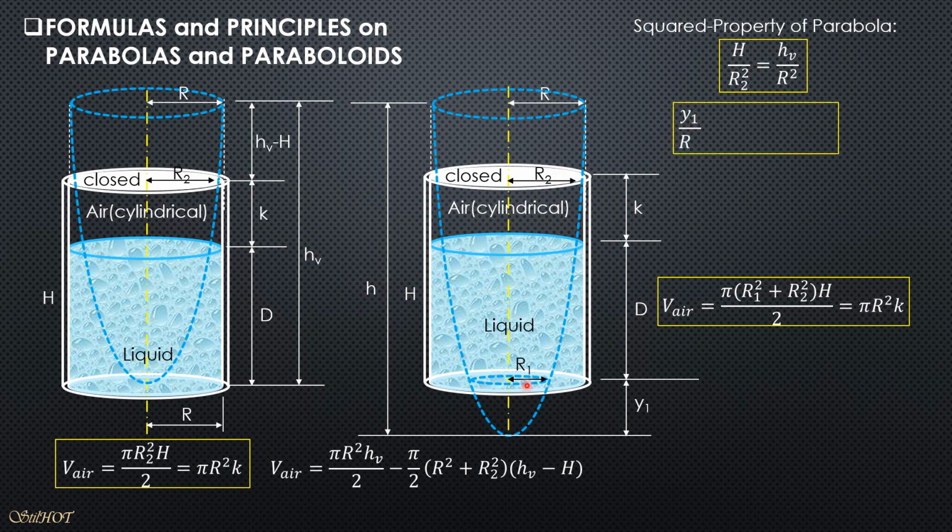So again, y1 as to r1 square, you set up the squared property of parabola: equals y1 plus big H as to r2 square equals small h as to r square. That's it for this part.